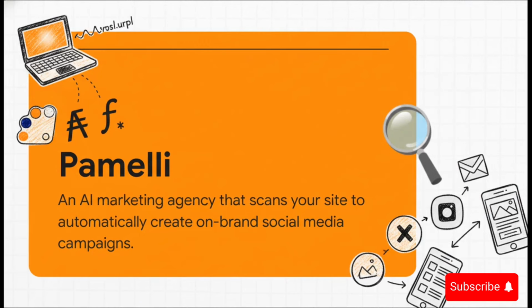Tool number 4 is called Pameli. And think of this like having your own personal AI marketing agency on call, 24/7. All you do is give it your website's URL, it then scans your entire site, pulls in your brand colors, your fonts, your key messaging, and then it automatically generates entire social media campaigns that perfectly, and I mean perfectly, match your brand's voice and style.